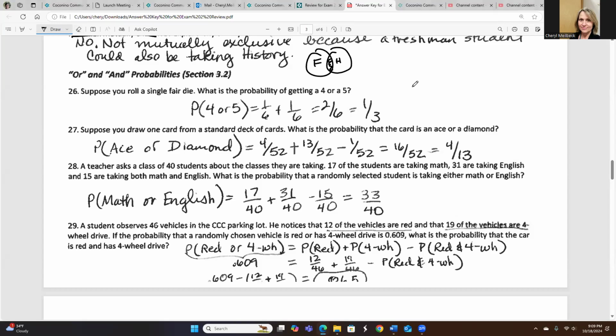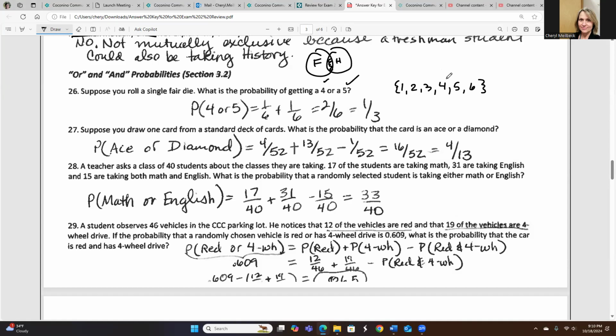a single fair die, you can either get a 1, 2, 3, 4, 5, or 6 on it, obviously. Now, what is the probability of getting a 4 or a 5? Those two things do not overlap. You either get a 4 or you get a 5. So you can add those two probabilities together.